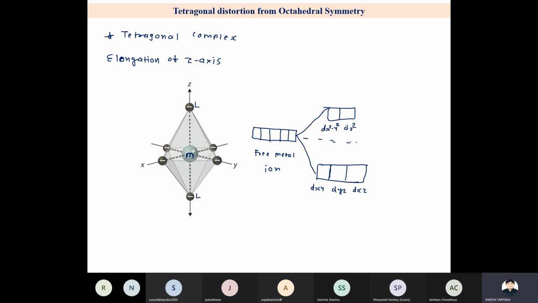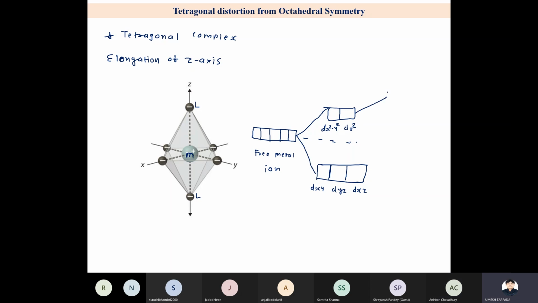Now the question is, here the ligand goes away, so the negative charge on the ligand and the negative electrons of the metal repel each other. Is that repulsion increased or decreased? It decreases, because the ligand goes away. If it is close, you have more repulsion, but if it goes away, then repulsion decreases, and if repulsion decreases, then energy also decreases. So what about the energy of the z component? It decreases. So there will be further splitting of these two orbitals.